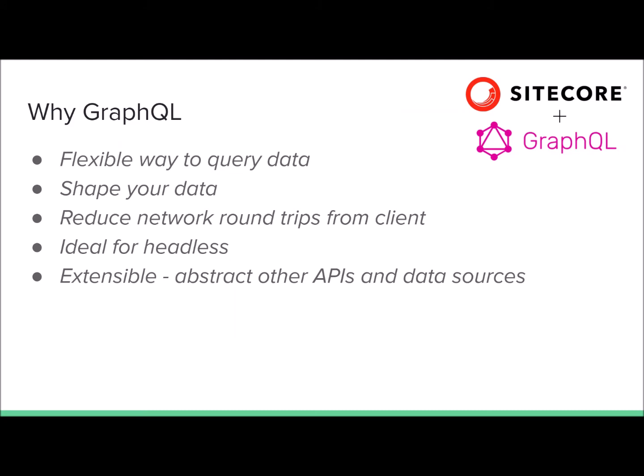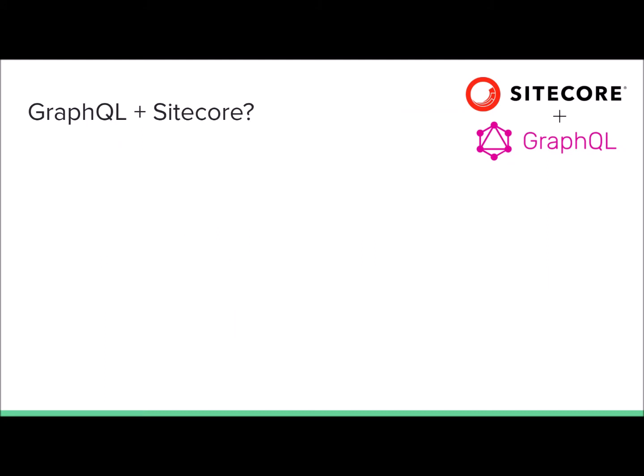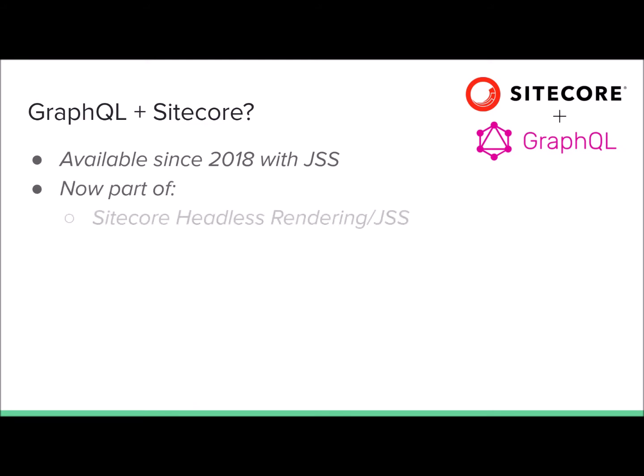It's also very extensible, and you can abstract other APIs and data sources behind the scenes and return that data to your consumers as what appears to be a coherent data set. So GraphQL on Sitecore, you say? Well, it's been available since 2018 with JSS. It provides the server components that power headless rendering and JSS. And the services that sit on the Sitecore content delivery server to deliver that API for both of those consumers are essentially the same thing.